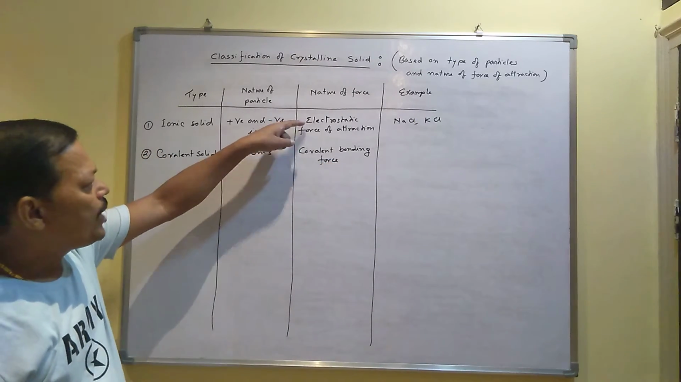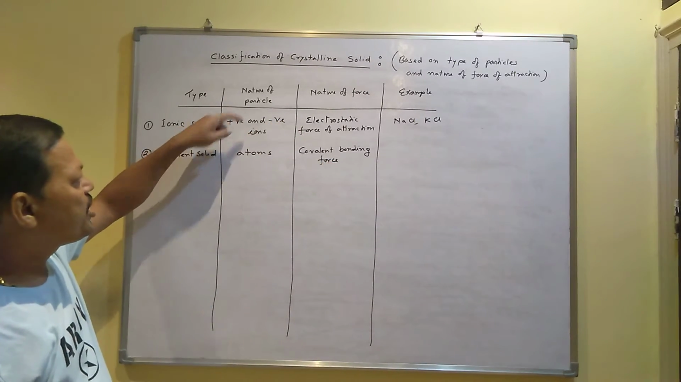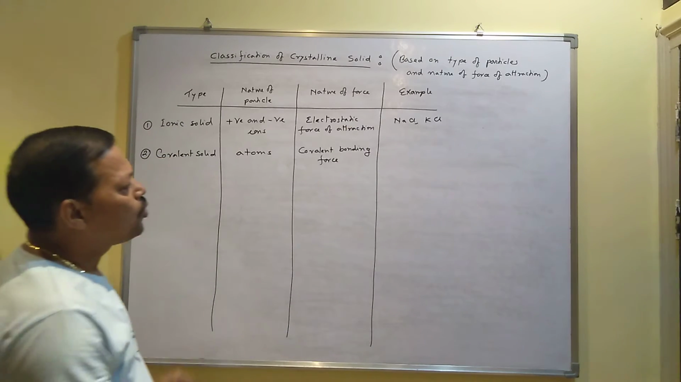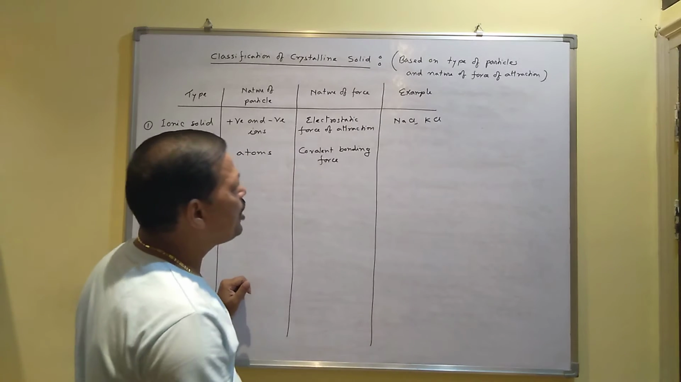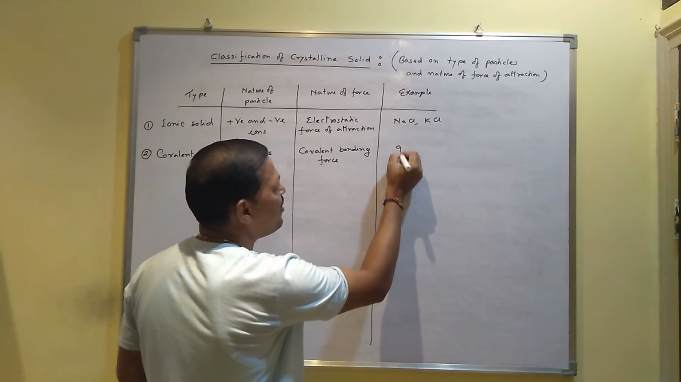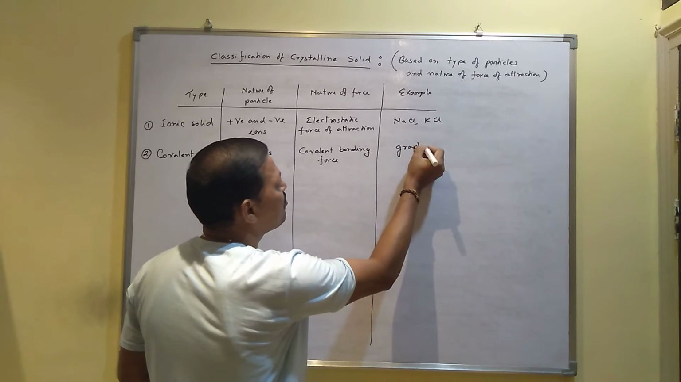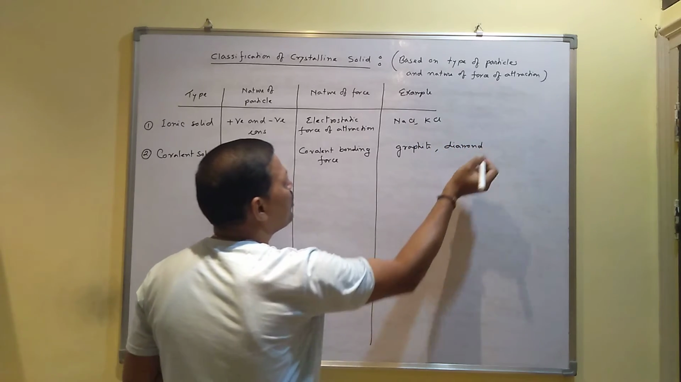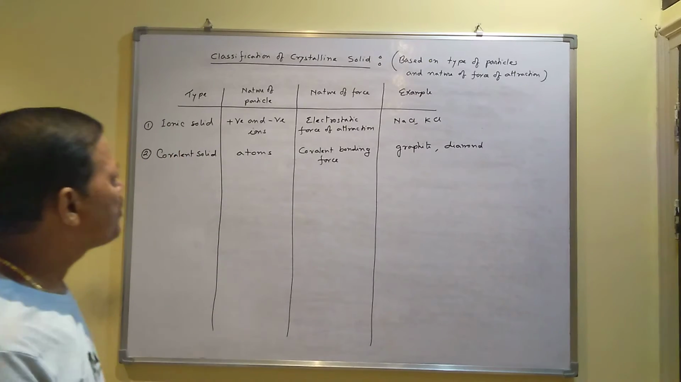So based on this type of force and based on the constituent particles, you can classify the solid as ionic or covalent. Covalent solid example, you can write graphite, diamond. These are examples of covalent solid.